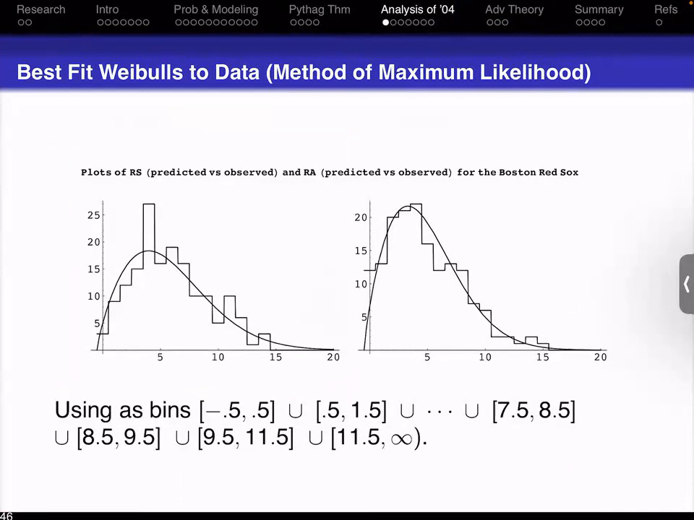And we talked about using the method of least squares to find the best fit lines. You can do that to find the best fit Weibulls as well. I did that. Do you think this does a good job or a bad job in terms of fitting the data? Or do you think we should take a stats class and have something a little bit better than a visual test? Should really take a stat class. But does everyone agree that it's not horrible?